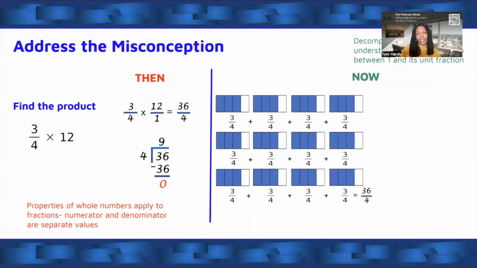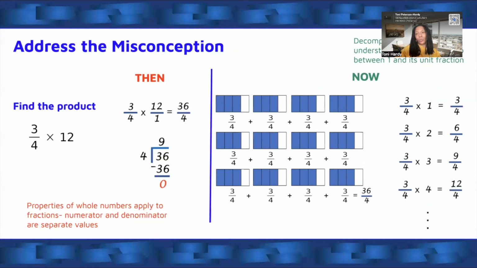So this is a different way that we can look at it. We want the kids to be able to say that if 3/4 of 1 is 3/4, then 3/4 of 2 is 6/4. 3/4 of 3 is 9/4. 3/4 of 4 is 12/4. And that pattern goes on and on. There are different ways to do it if kids have foundational understandings. And they should get 9 in each situation.